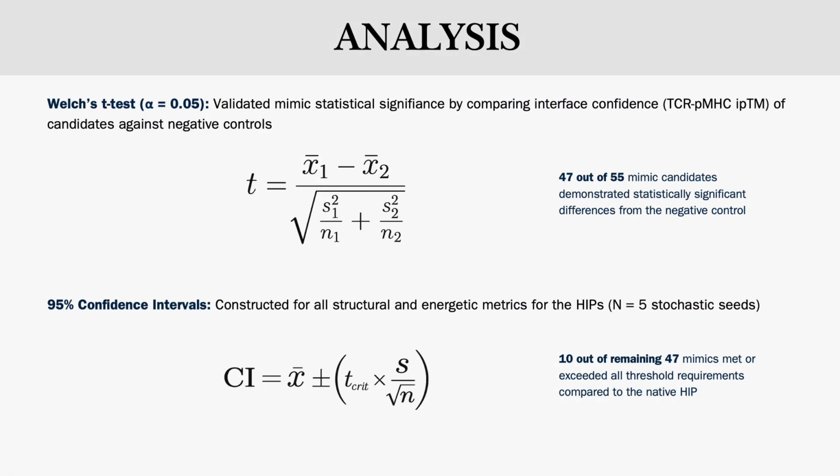A Welch's t-test compared each candidate's interface confidence against negative controls, peptides that shouldn't bind. Of the 55 candidates that reached this stage, 47 were significantly different from those controls, and because structure prediction is stochastic, I ran each one across 5 random seeds and built 95% confidence intervals on every metric. After that filter, 10 candidates met or beat the native HIP on all thresholds at once.